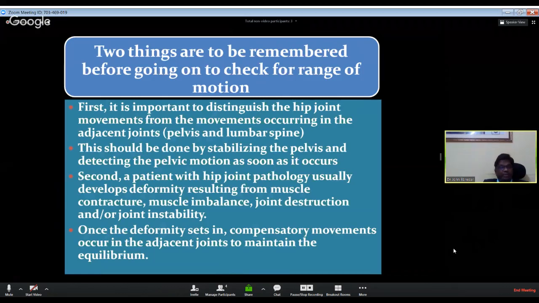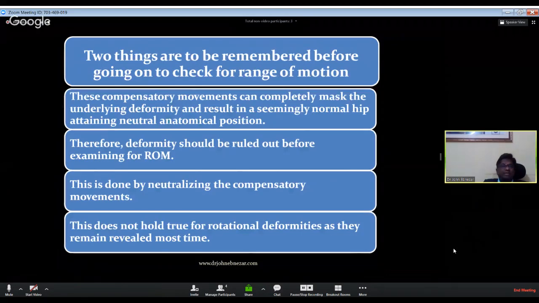Second, a patient with hip joint pathology usually develops deformity resulting from muscle contractures, muscle imbalance, joint restriction, or joint instability. Once the deformity sets in, compensatory movements occur in the adjacent joints to maintain the equilibrium. So these compensatory movements can completely mask the underlying deformity and result in a seemingly normal hip attaining a neutral anatomical position. Therefore, deformity should be ruled out before examining for the range of movements.